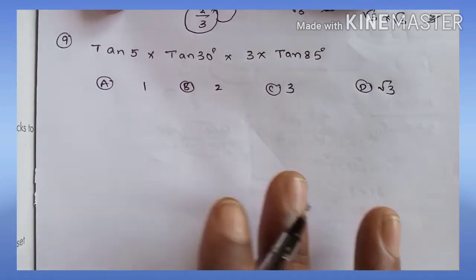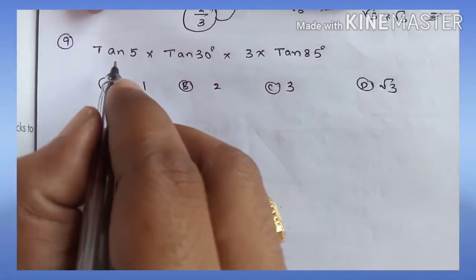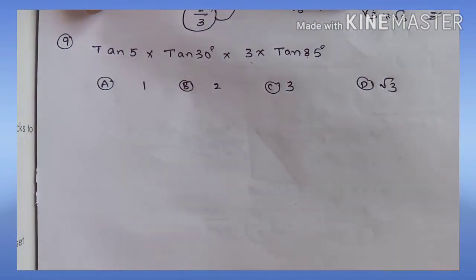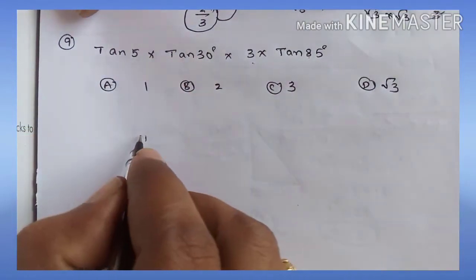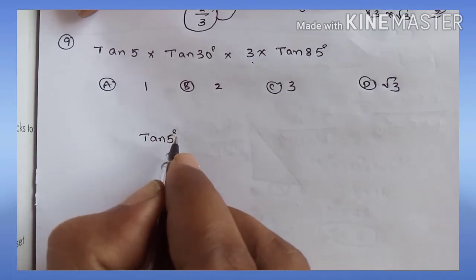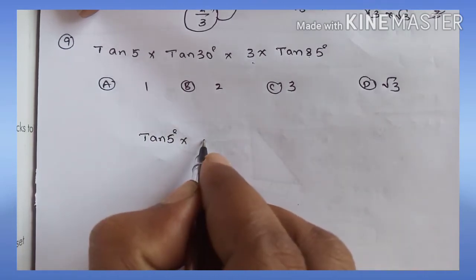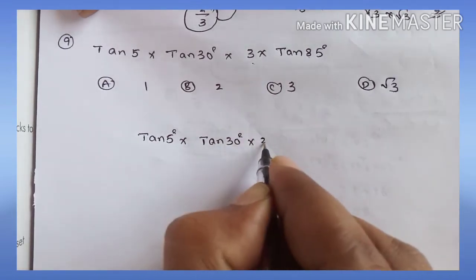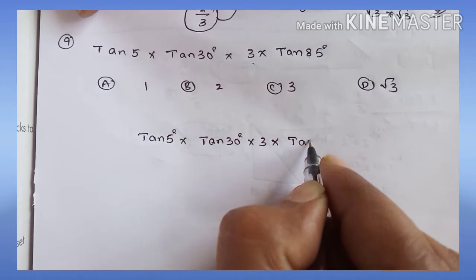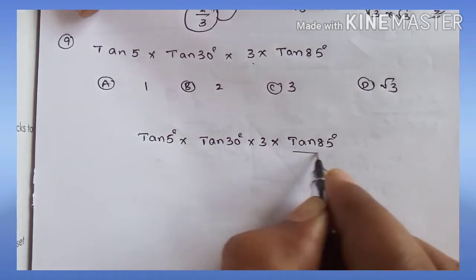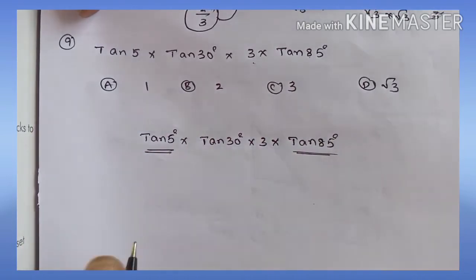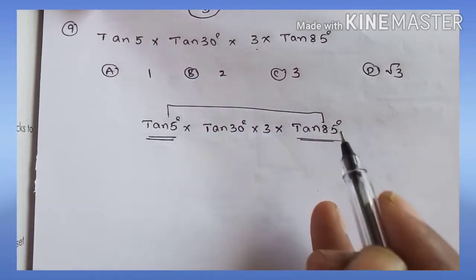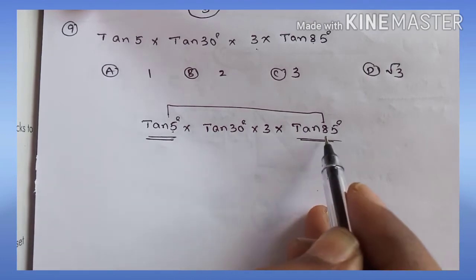Now the next problem, tan 5 into tan 30 into 3 into tan 85. Now tan 5 value we don't know from the table, and tan 30 value we know from the table, which is the value 1 by root 3, and 3 into tan 85 degrees. This also we don't know, we cannot get from the table, right? Now we can observe the relation between them, tan 5 and tan 85.